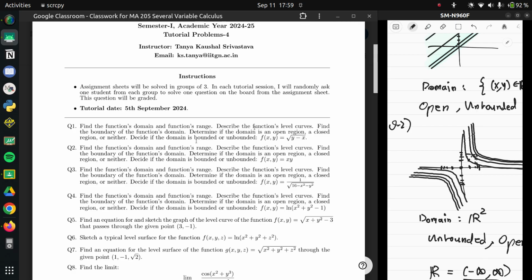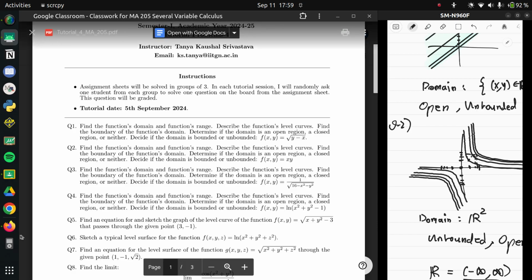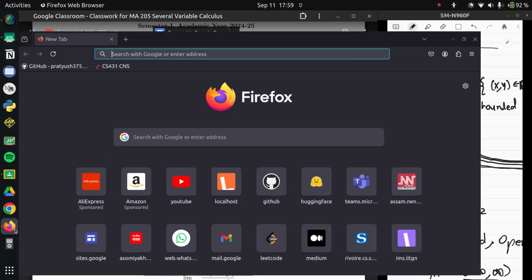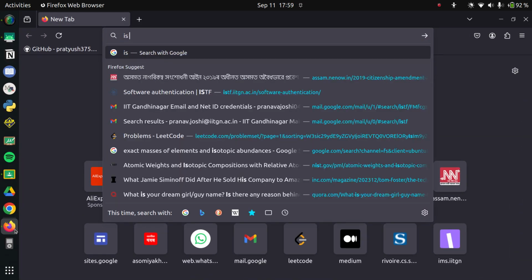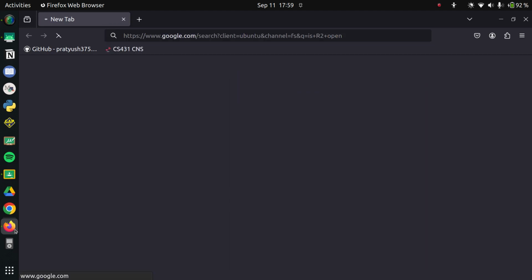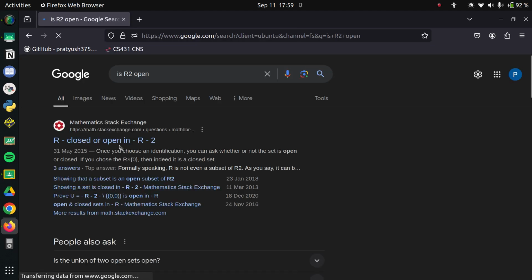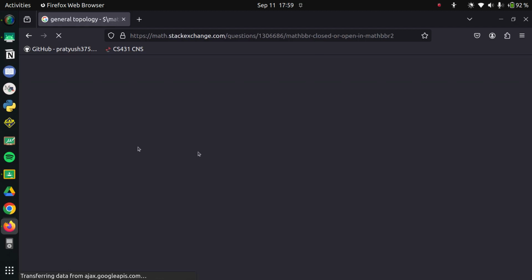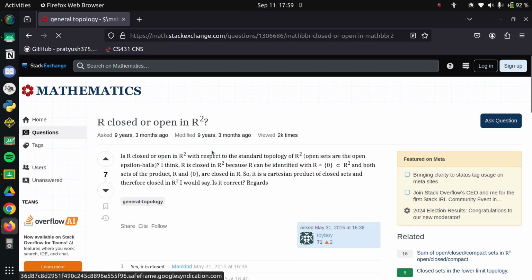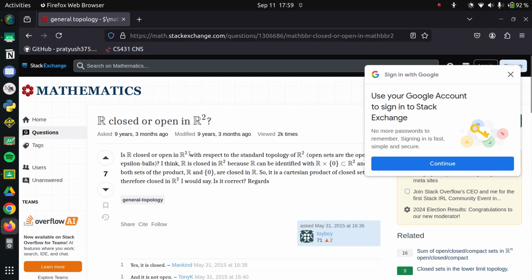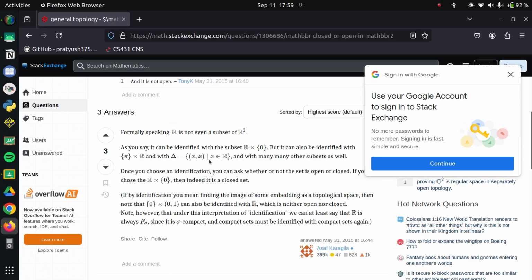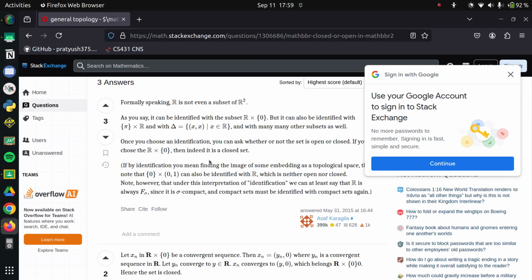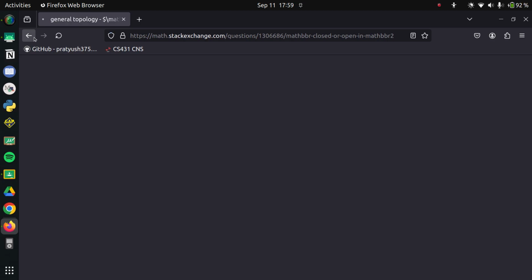I actually just searched this up, so I feel this is probably going to be open, but sure. So is R2 open? Is R open or closed in R square with respect to the standard topology of R? I don't know what's going on. Not even a subset of R square. I have no idea what's going on.